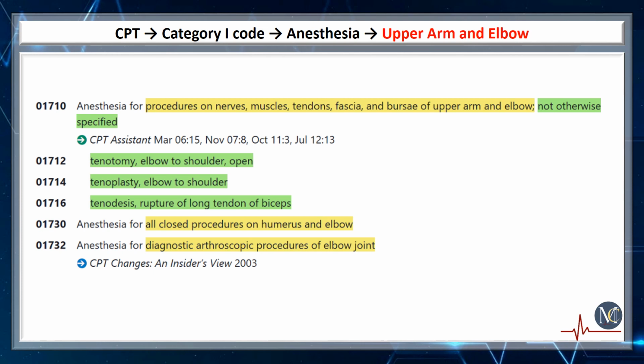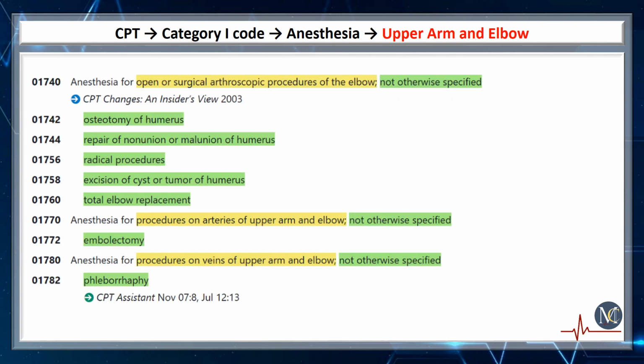Next code is 01730. Anesthesia for all closed procedures on humerus and elbow. Next code is 01732. Anesthesia for diagnostic arthroscopic procedure of elbow joint. Next code is 01740. Anesthesia for open or surgical arthroscopic procedure of the elbow, not otherwise specified.